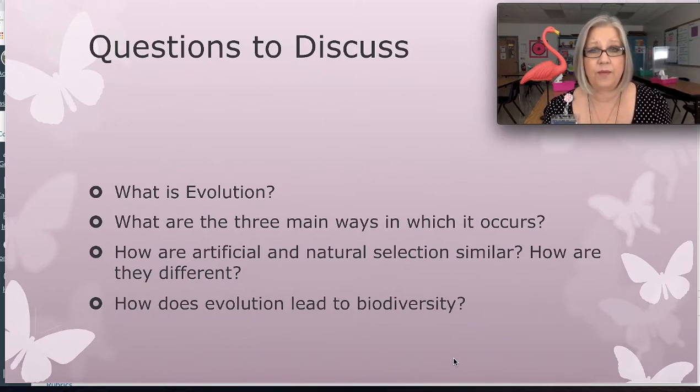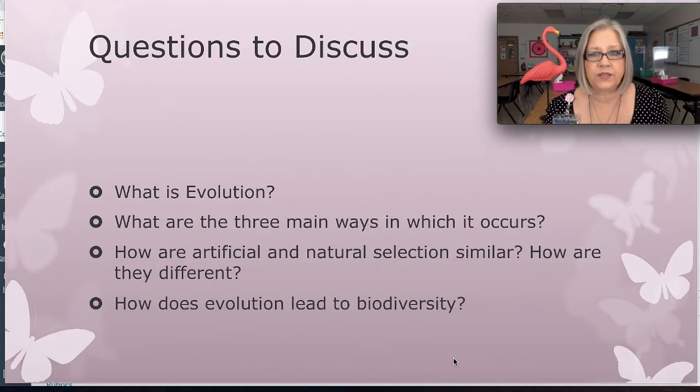evolution? What are the three ways it occurs? What is the difference between artificial and natural selection? And more importantly, like, what is the point? Why are we talking about evolution in a class that's essentially about biodiversity? So what are the connectors here to this system?